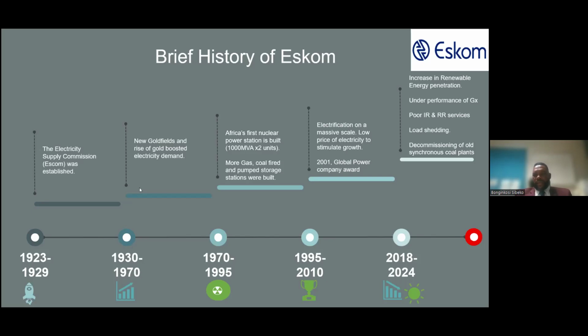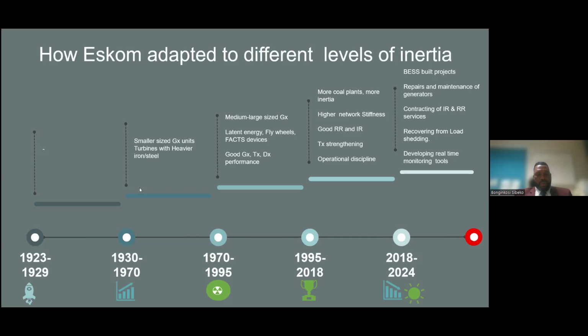We're seeing the general underperformance of the old generators, especially coal power stations. We also see poor instantaneous reserve and regulating reserve services. We're experiencing load shedding, where due to shortage of generation, we switch off customers maybe every 2 hours or 3 hours. And we are also decommissioning some of the old synchronous coal plants. So during those times, how did we adapt to different levels of inertia?